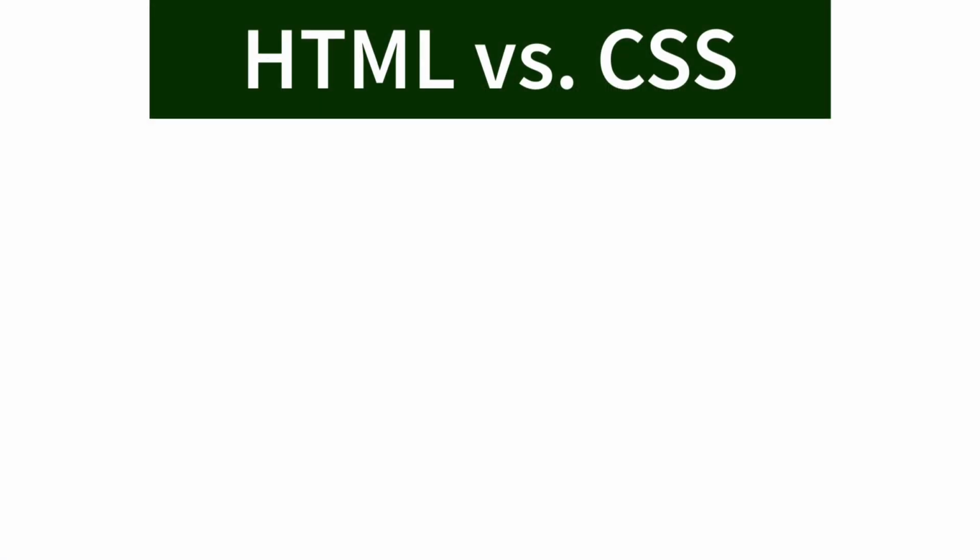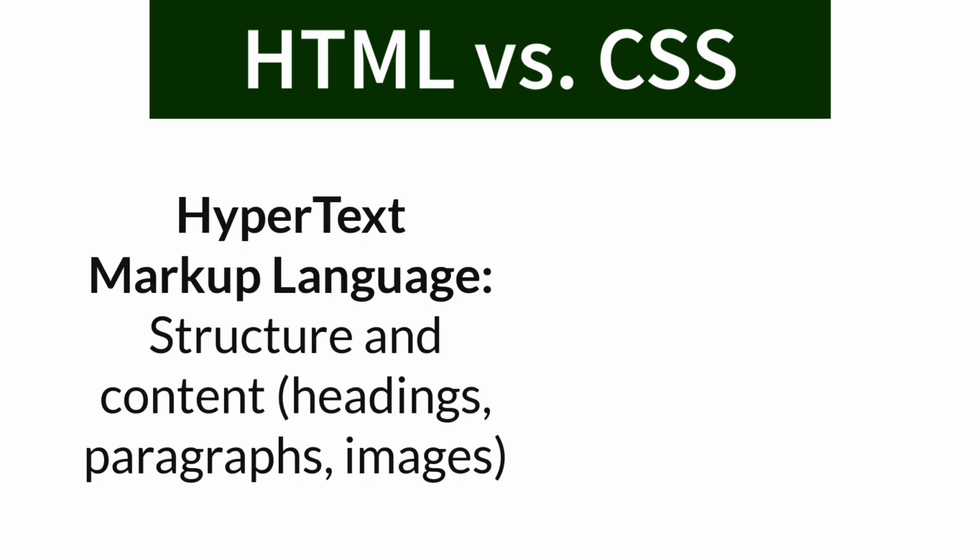So what is the difference between HTML and CSS? HTML is hypertext markup language, and it is the structure and content of the page, such as headings, paragraphs, and images. Using the correct HTML code is important for accessibility to ensure that screen readers navigate and announce your content accurately.